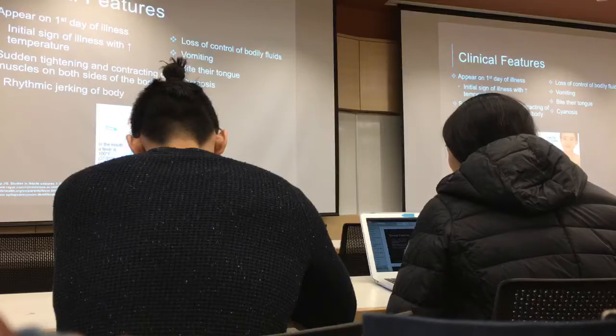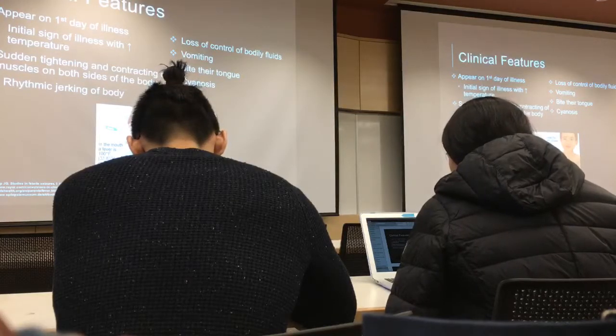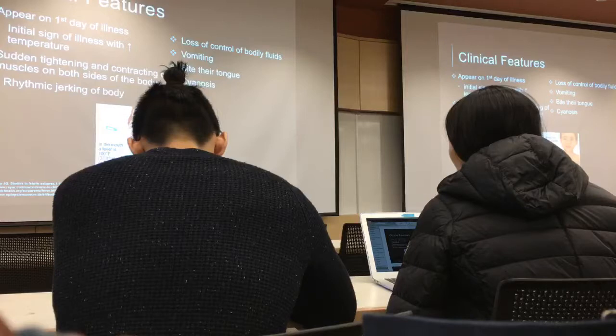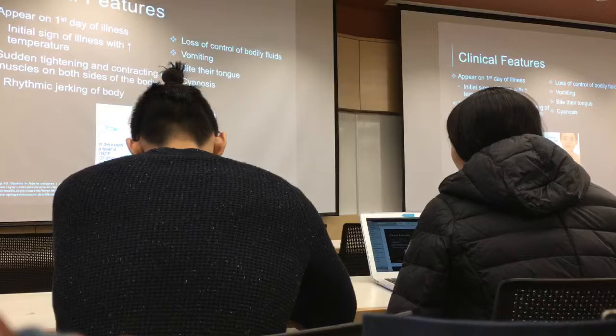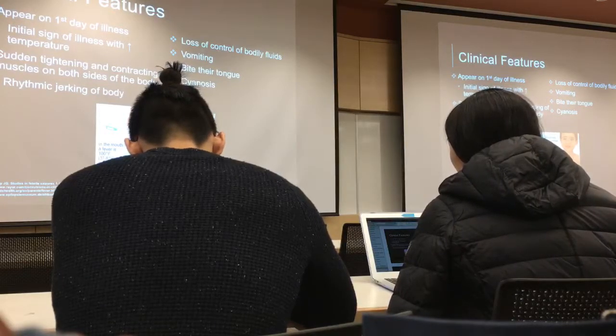So we'll see the child will be sick for usually that first day, and they'll have a fever, and then they'll present with a seizure. That's most common what happens. You'll also see the tightening and contracting of their muscles. It can either be on both sides of their body or on one side of the body. And this is what you would typically think of what a seizure is, whether it's tonic-clonic or focal, but I'm pretty sure you guys have reviewed that in your adult seizures.